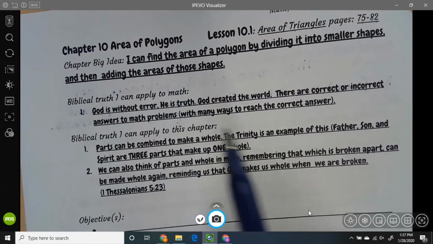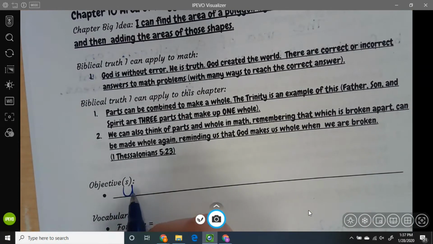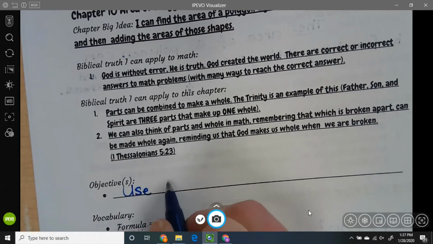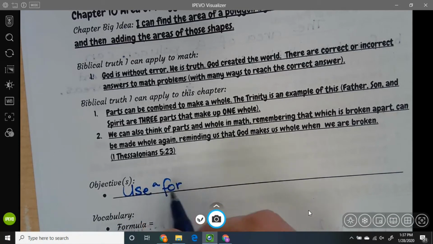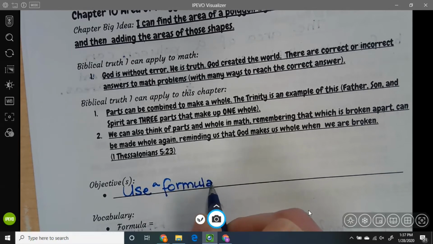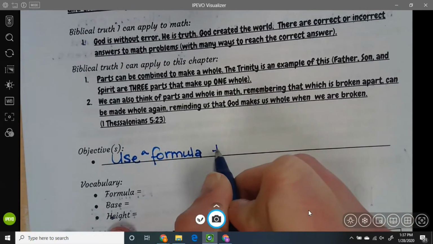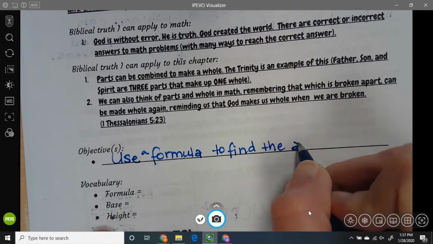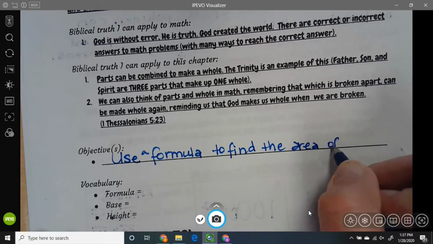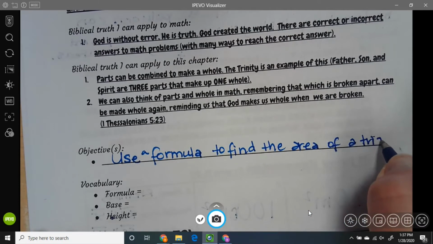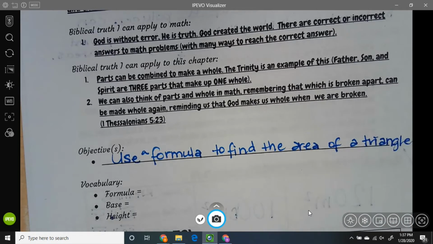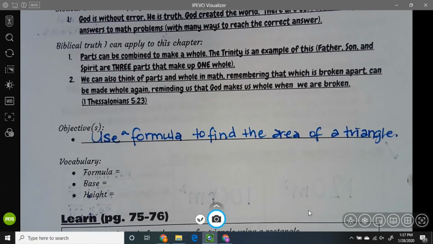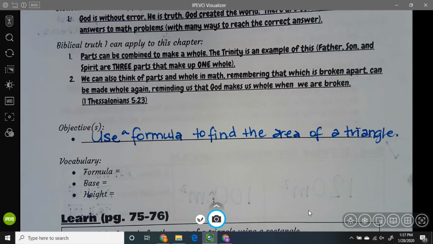So if we go into lesson 1, we're going to specifically be using a formula to find the area of a triangle. You can see there's some vocabulary words from this lesson. And on page 75, I believe it is, they are showing you that you can find the formula for the area of a triangle.